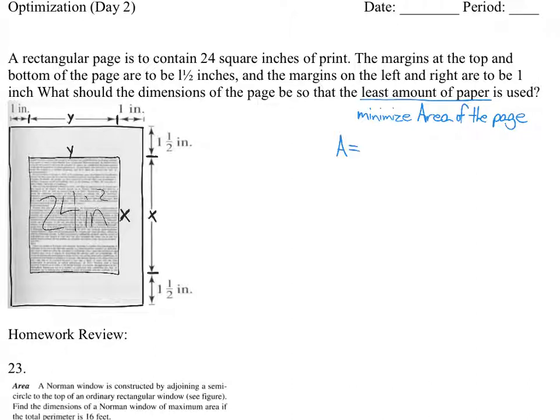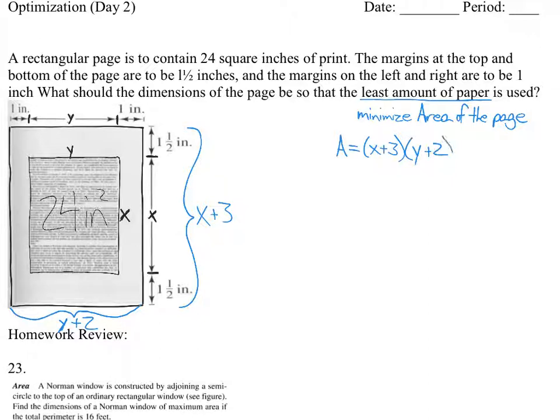Okay? So, how tall is this page? Yeah, x plus 3. It's this whole length here. X plus 3. And how wide is the page? X plus 2. Yeah, x or y plus 2. Same difference. Okay? Now, is that a function of x? No. We got to make this a function of x. How are we going to do that? XY equals 24. Very good, Jerry.